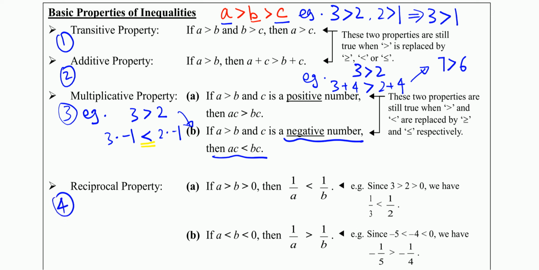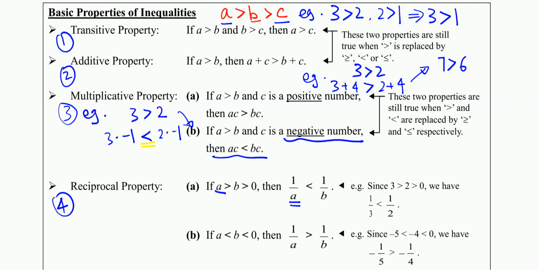And finally, for the last property, we need to know what the reciprocal is. Reciprocal means the fraction. So if we know that there is A, the reciprocal should be 1/A.